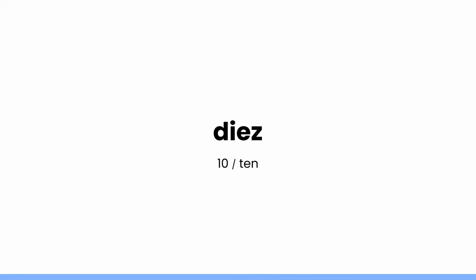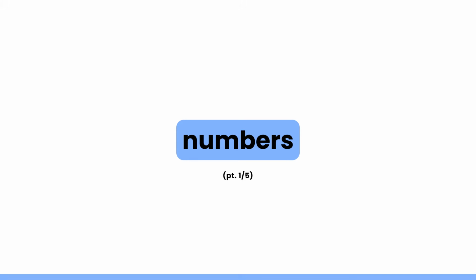Diez. So let's go over them one more time. We have cero, uno, dos, tres, cuatro, cinco, seis, siete, ocho, nueve, diez. Alright, so those are the first numbers 1 to 10 that we learn, or 0 to 10 actually. And now before we end this very short lesson already, I also want to go over the ordinal numbers.